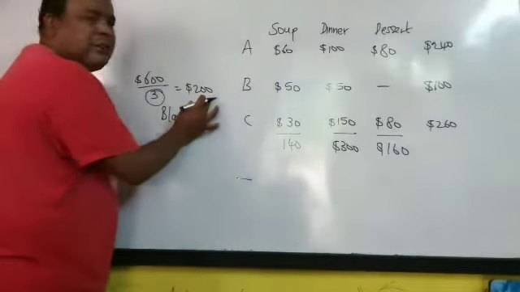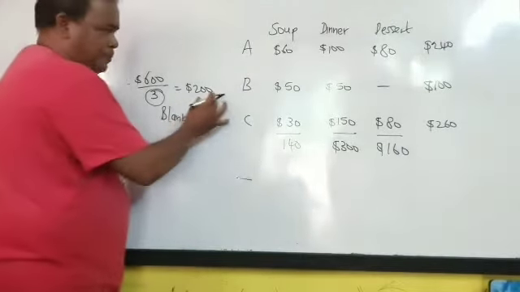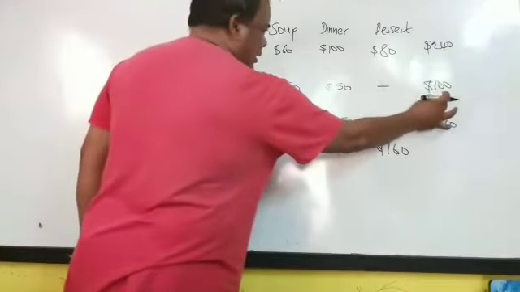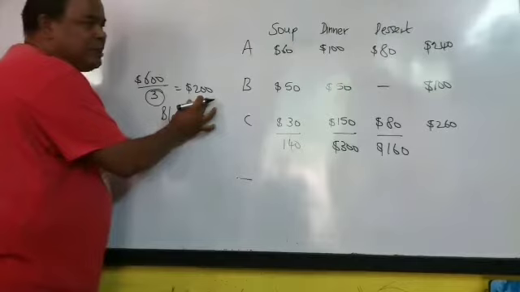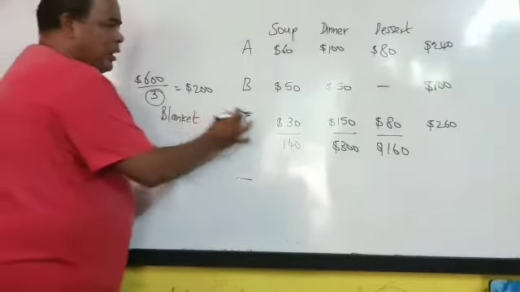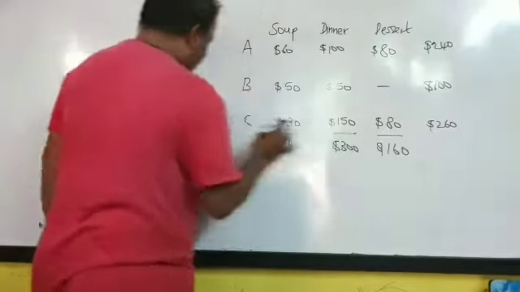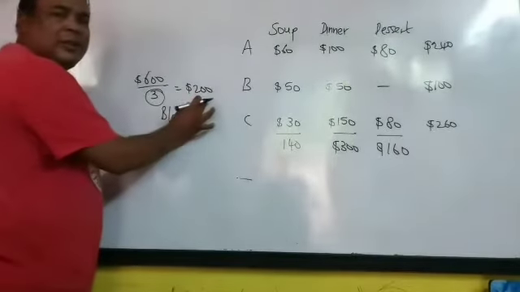There is under costing of product. He has to pay $100, but he paid $200. This one is over costing of product. And $260, he paid only $200, under costing.